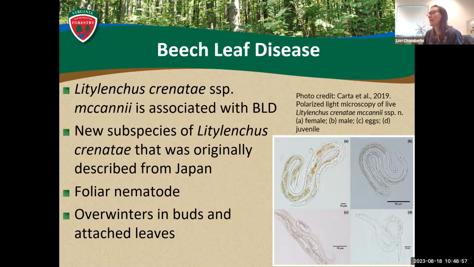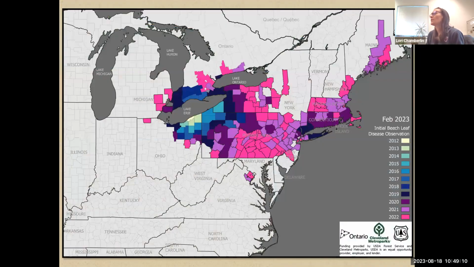And we now believe that a species of Litylenchus nematode is associated with beech leaf disease. This is a foliar nematode that overwinters in buds and attached leaves. So here's a map of all detections of beech leaf disease in North America. You can see that it was first detected in Virginia in Prince William County in 2021. And then we detected it in Fairfax County in 2022. So currently we've only detected it in two counties up in Northern Virginia, Prince William and Fairfax.